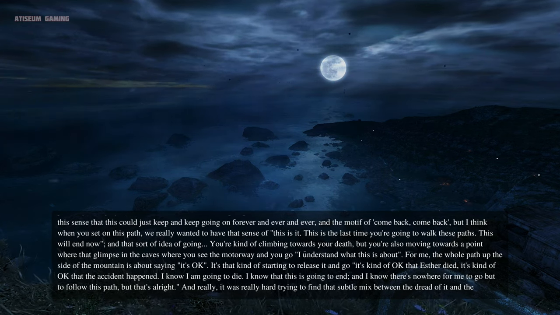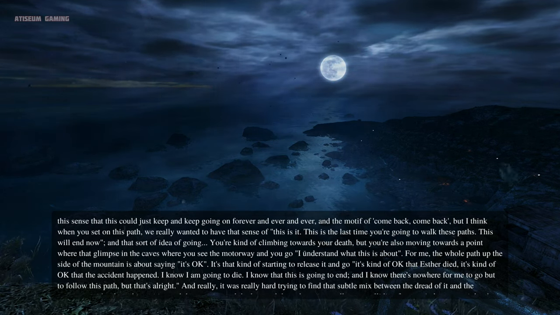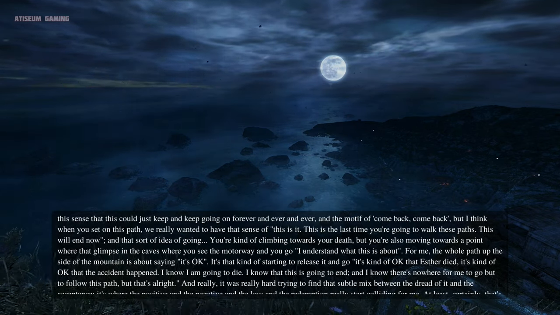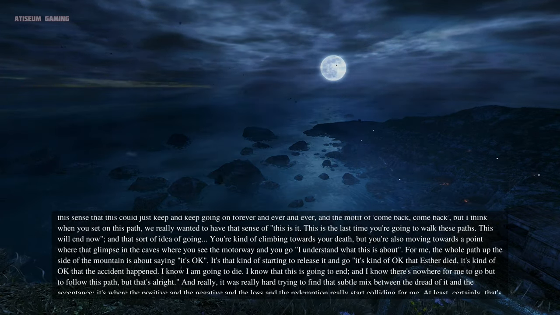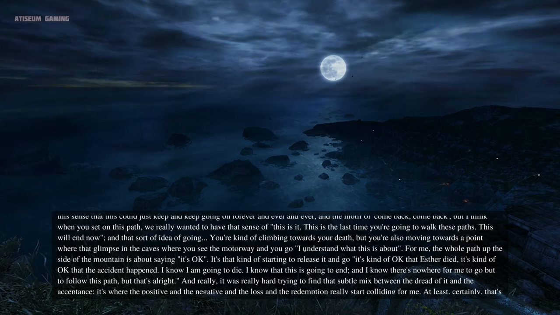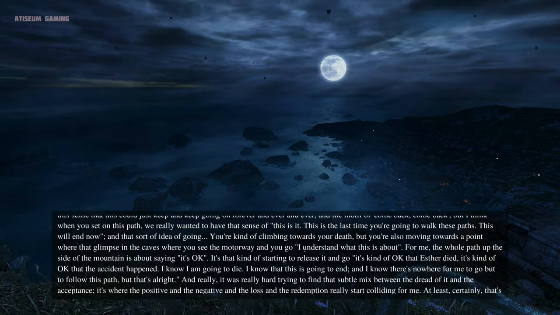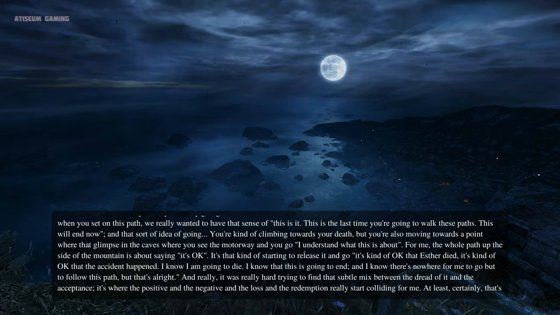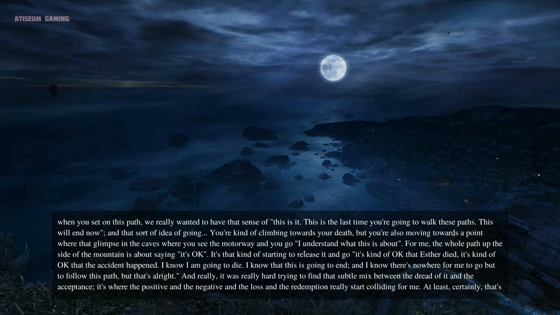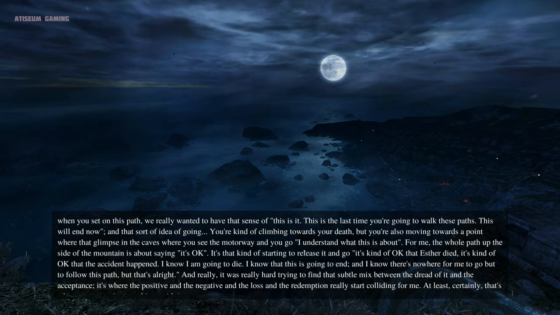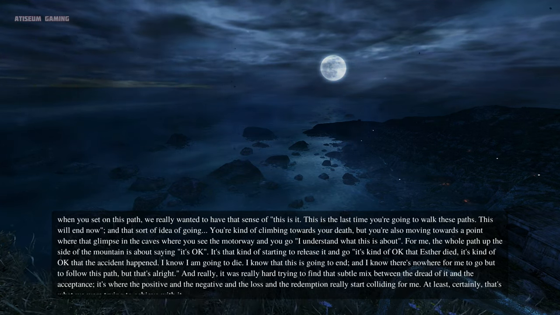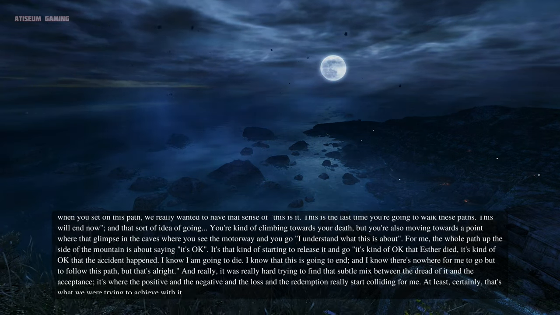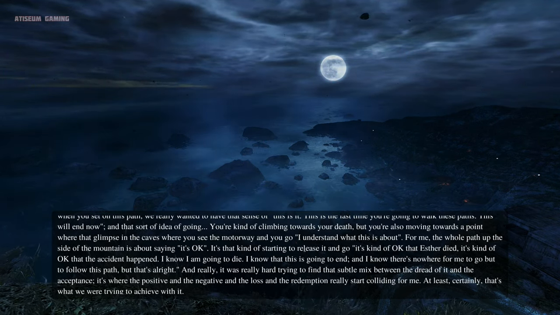It's that kind of starting to release it and go, it's kind of okay that Esther died. It's kind of okay that the accident happened. I know that I'm going to die. I know that this is going to end. And I know that there's nowhere for me to go apart from follow this path, but that's all right. And it was very hard to try and find that subtle mix between the dread of it and the acceptance. It's where the positive and the negative and the loss and the redemption really start colliding for me. At least certainly that was what we were trying to achieve with it.